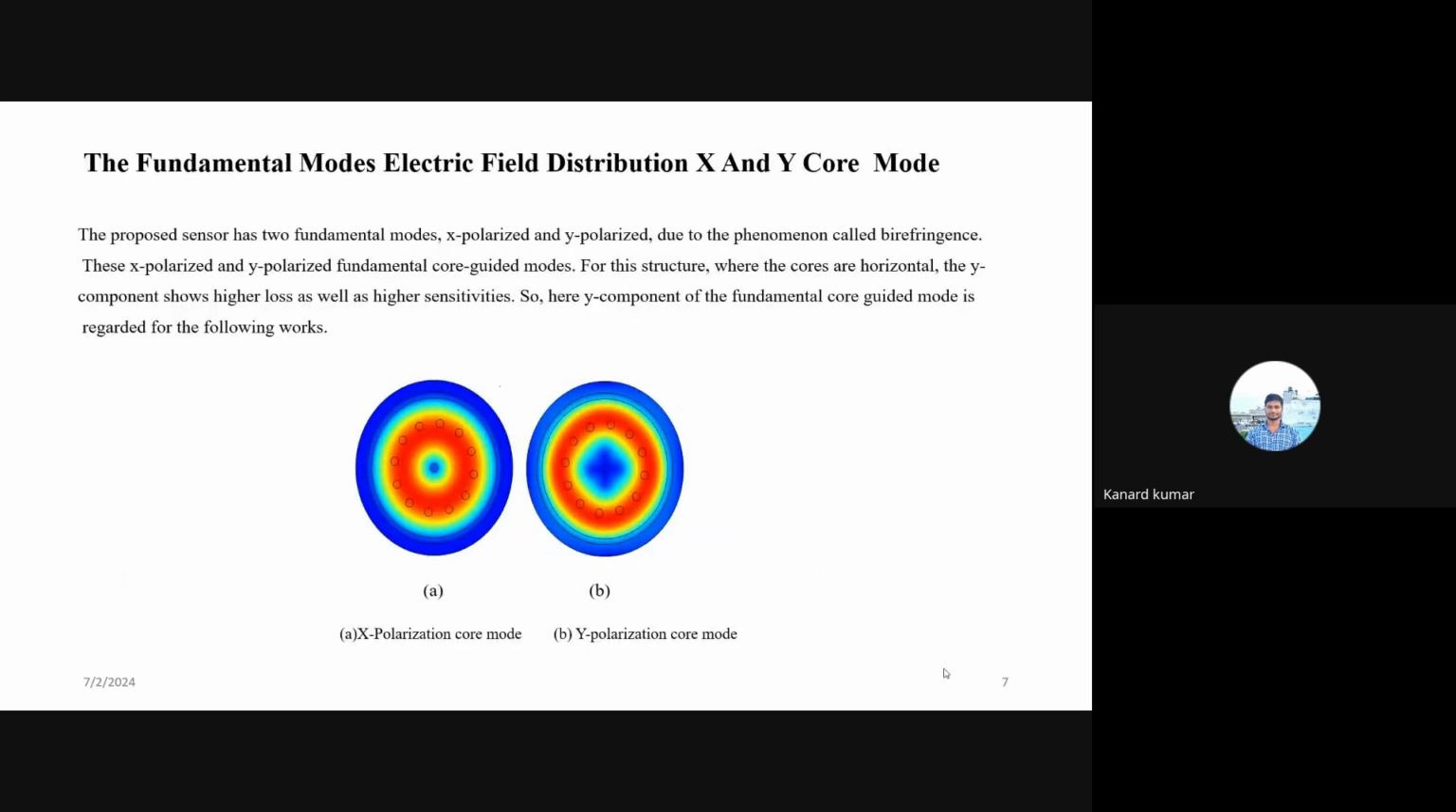This is the output of the fundamental modes in the electric field distribution, X and Y core modes. The sensor has two fundamental modes, the X polarization and Y polarization. For this structure, the Y component has higher loss as well as higher sensitivity. So the Y component is the fundamental core mode regarded for the following work.